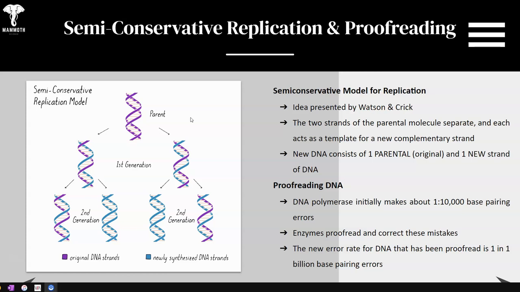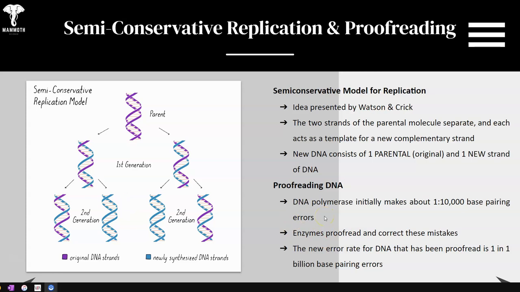The two strands of the parental molecule separate, and each acts as a template for the new complementary strand. New DNA consists of one parental strand and one new strand of DNA. And that's why we call it semi-conservative. You can see that picture on the left. You have the parent strands, and then you add the first generation, it separates, and so you have the purple represented by parent, and then the blue strand represented by the first, what is called the daughter strand.